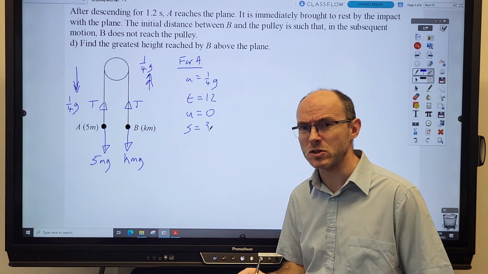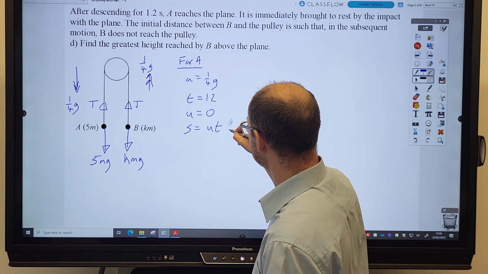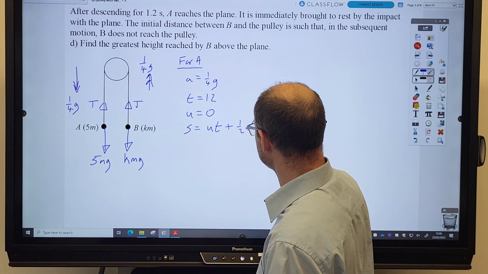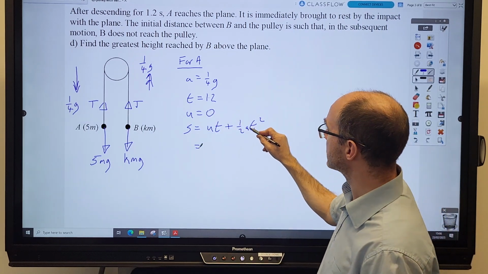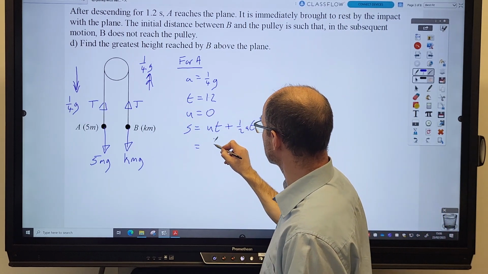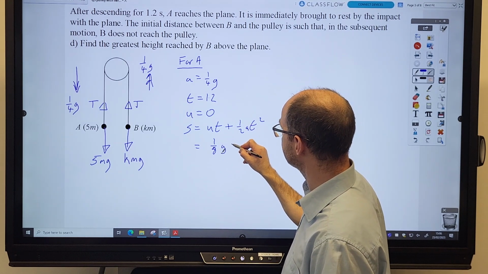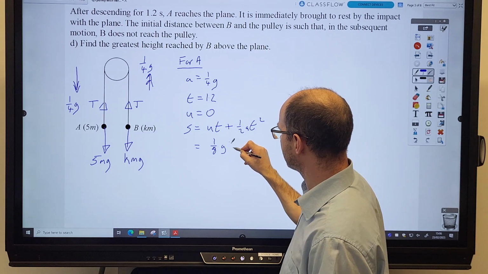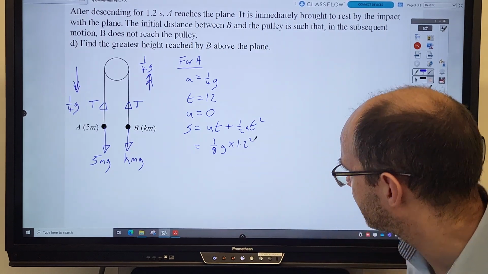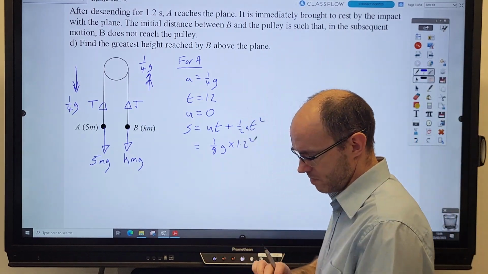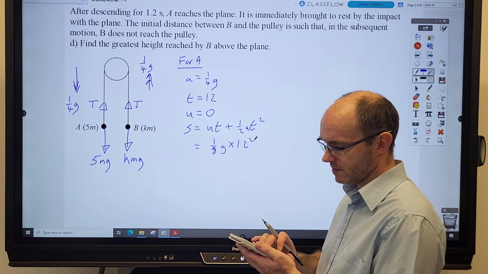So I'm going to use s equals ut plus half a t squared. The nice thing, of course, is that u is 0, so the first term is 0. Half times a, so that's 1/4 times a half, which is 1/8, g times t squared. I'm just going to put in 1.2 squared and work it out. Okay, calculator time. So 1.2 squared, and then divided by 8.